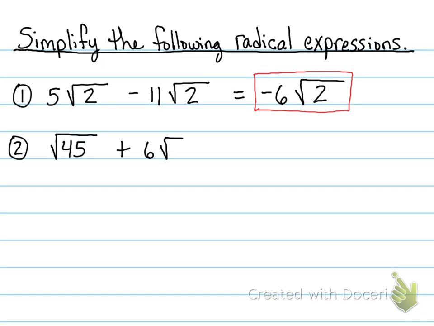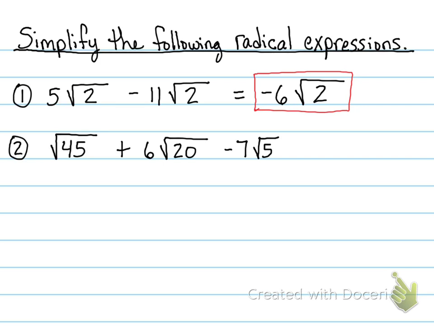All right, so let's look at this example. So here we have the square root of 45 plus 6 times the square root of 20 minus 7 times the square root of 5. So again, our first step, we're going to go through each one of these square roots and try to simplify. So if we look at the square root of 45, what's the largest perfect square that is a factor of 45, right?